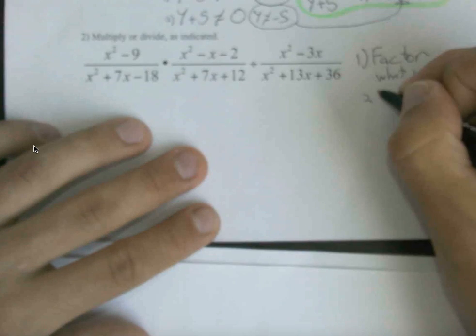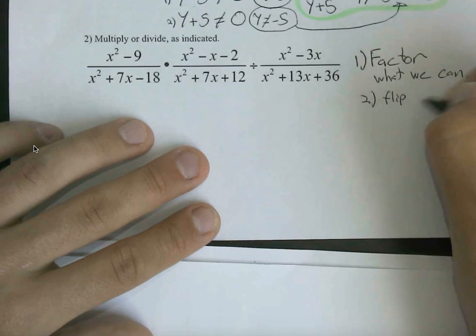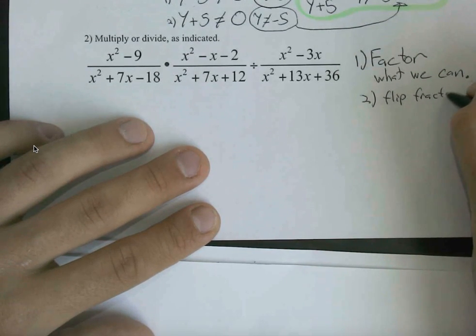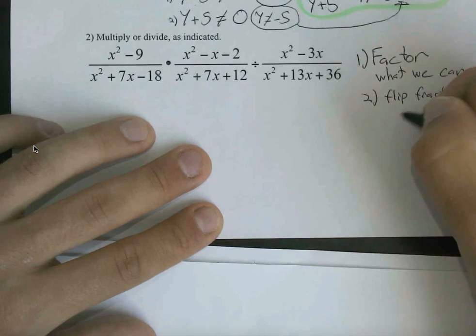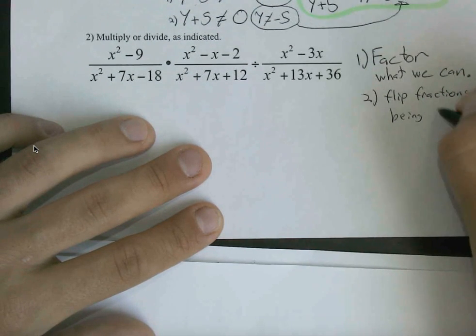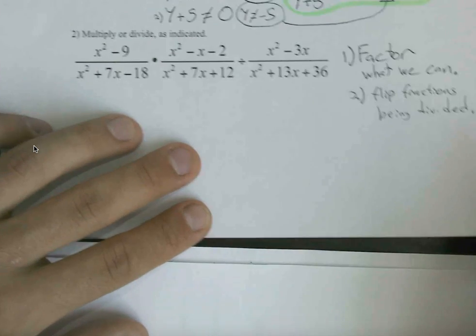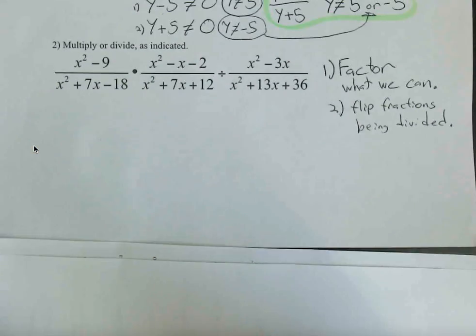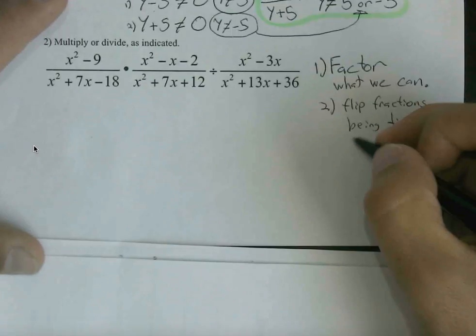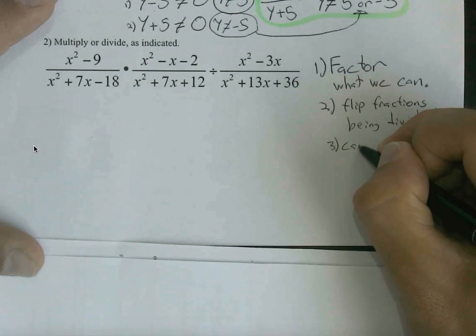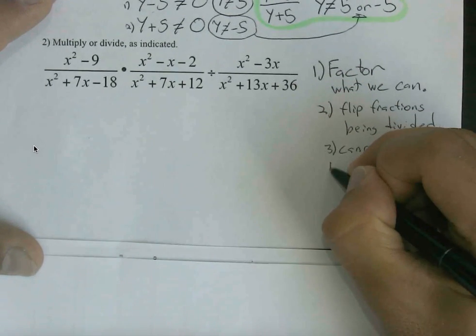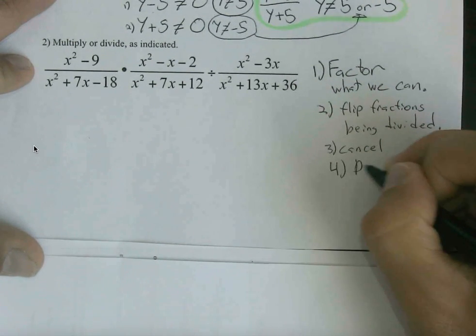We'll then flip fractions being divided. This is a really important step because if fractions are being divided, we need to take the reciprocal, and we'll get there in a second. We can then cancel anything. Then we'll state our domain.